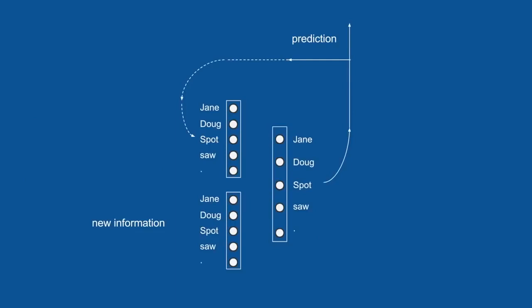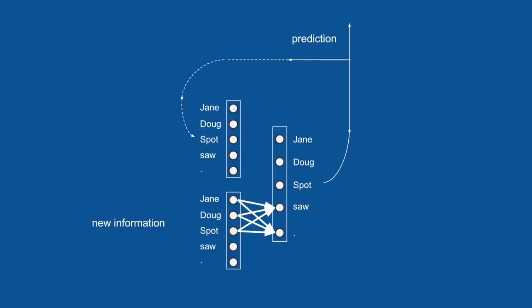Here again, it's just a list of numbers representing each of the words. So for instance, if Doug was the most recent word that I saw, my new information vector would be all zeros except for a 1 in the Doug position. And we similarly can represent our predictions and our predictions from yesterday.